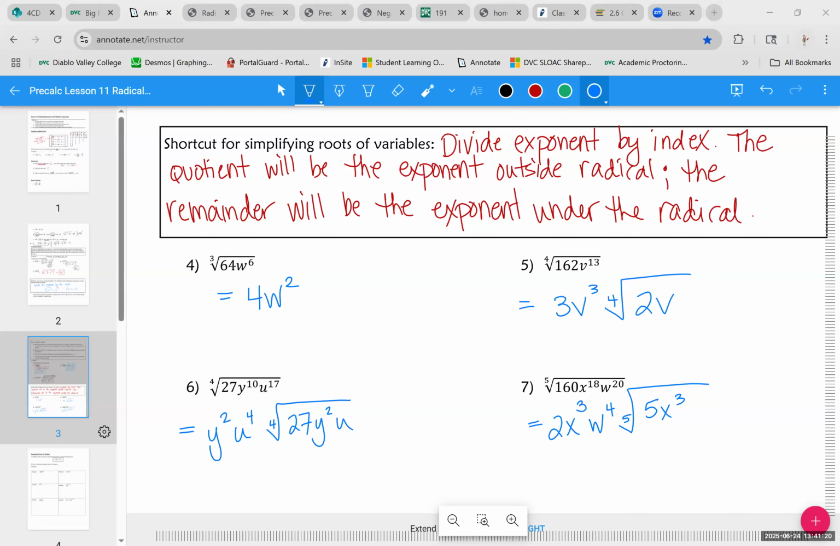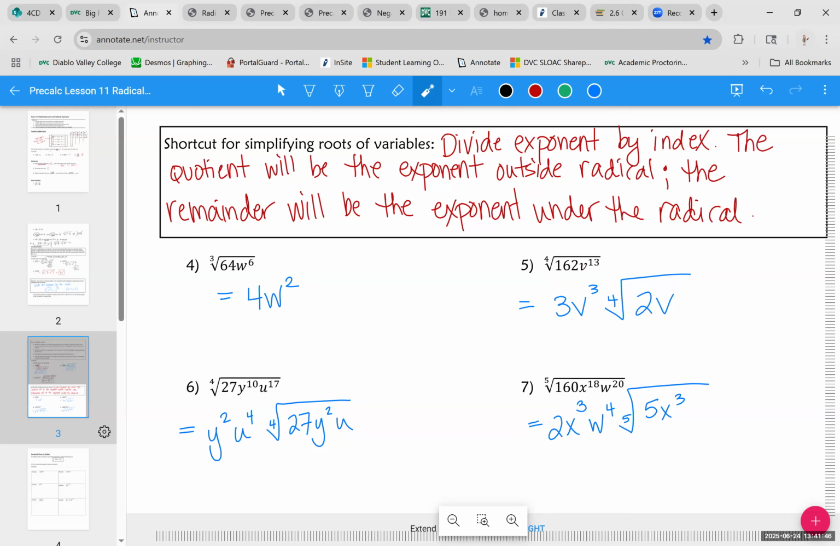All right. So for the first one, the third root of 64 is just 4, and 6 divided by 3 is just 2. So nothing stays underneath the radical. Same thing with number 5 on the 162. I can break that into 81 times 2. So I cube root the 81 to give me the 3 outside, and the 2 stays underneath.